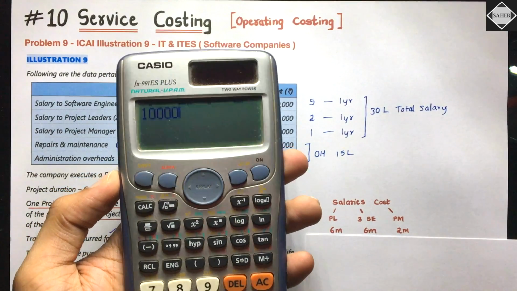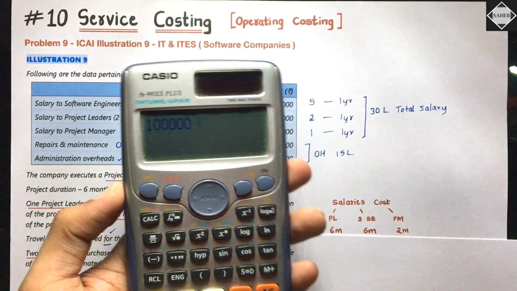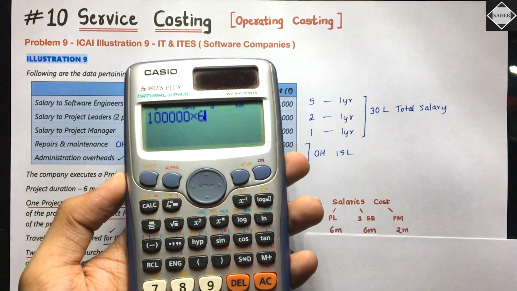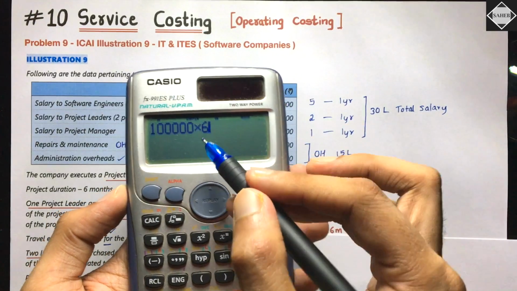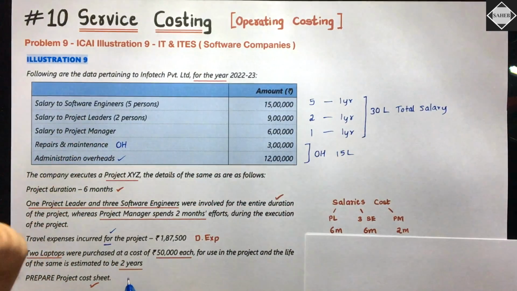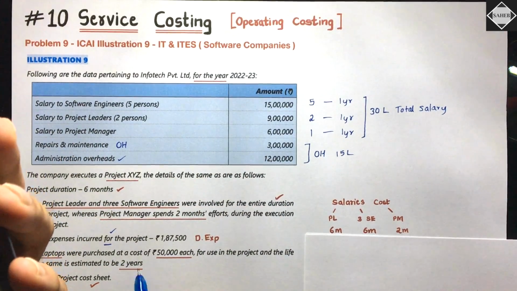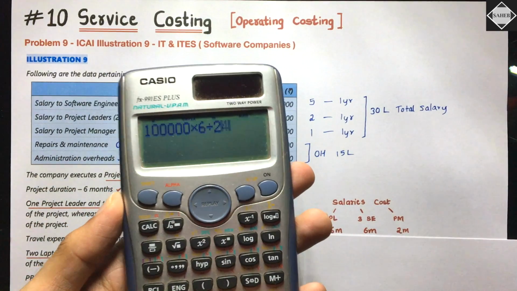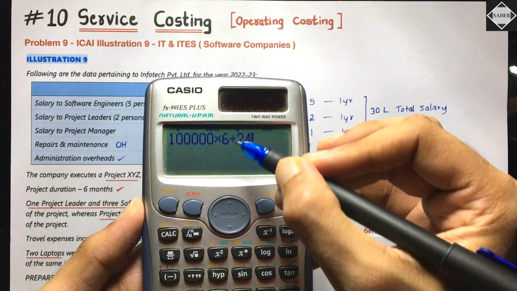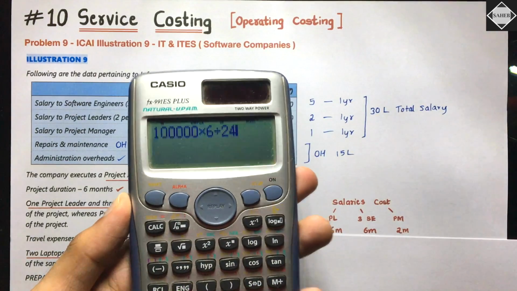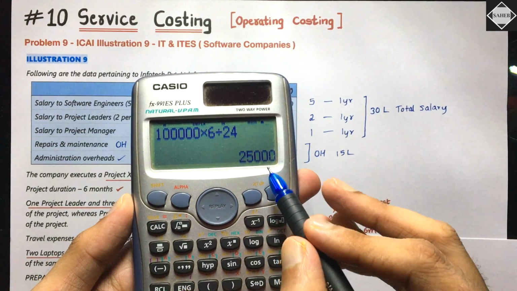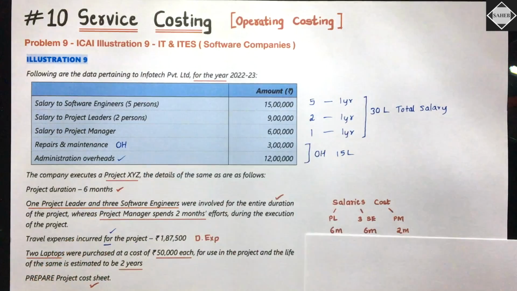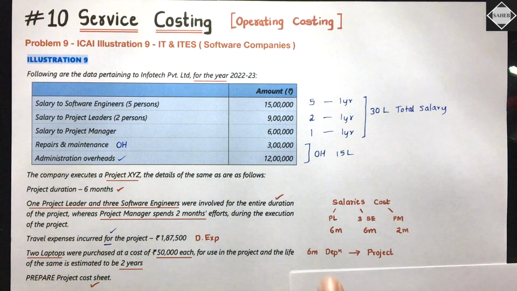See, 1 lakh is the total cost of the laptops into 6 months. All right. In the numerator, you are taking 6 months. Then in the denominator, can you take 2 years? No, you have to take 2 years in months, right? So that's 24 months, divided by 24. Do you understand? For 6 months only we have to allocate on the project XYZ. So that's equal to 25,000. Is that clear? That's what you will do. 6 months' depreciation will be charged to the project XYZ.